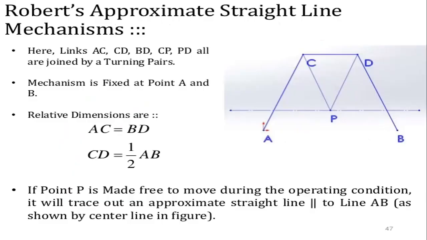So here I am taking AB in the second slide, and this mechanism is fixed at the point A and point B, and the relative dimensions are, so the general dimensions are the two links, that is AC and BD, which are equal in length, that is AC is equal to BD, and CD, the intermediate link, is half of AB, that is half of the length AB. So that is the relative dimensions of the links.